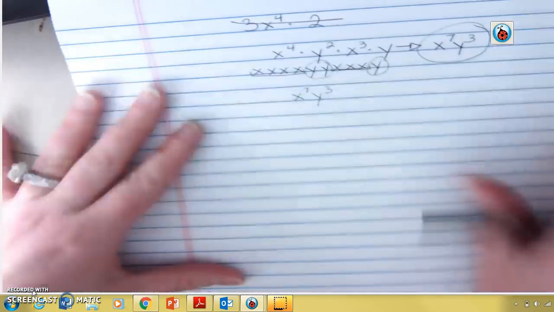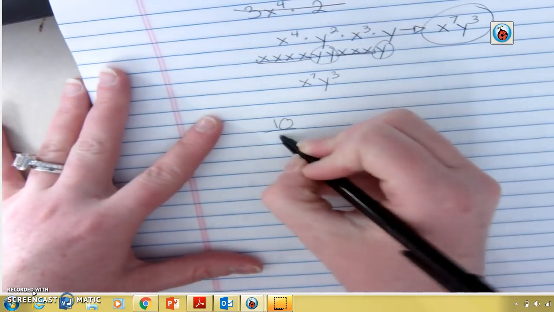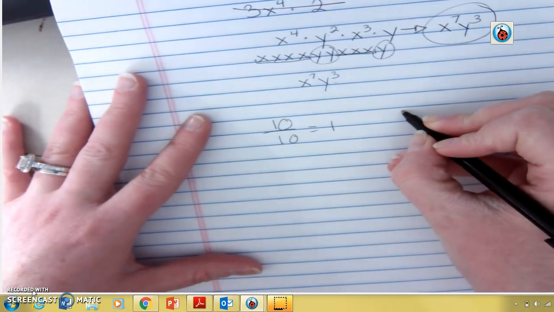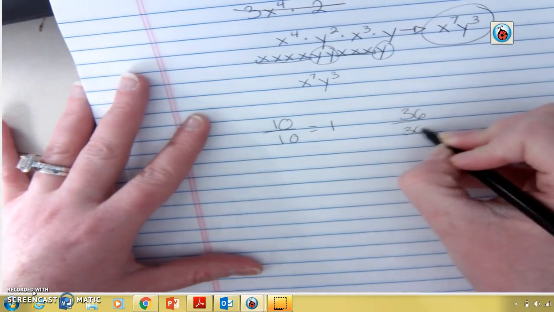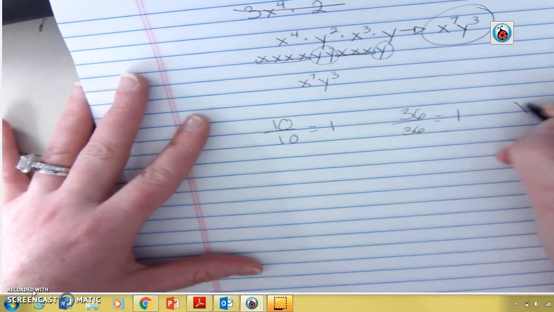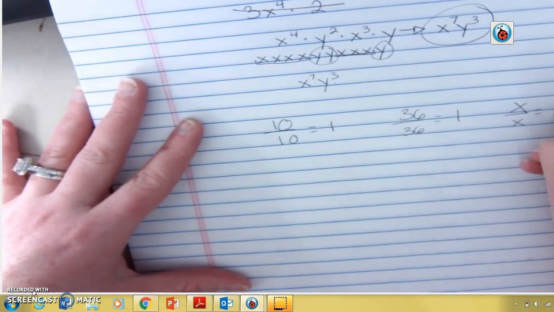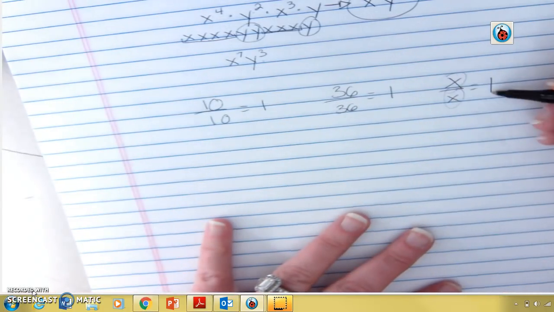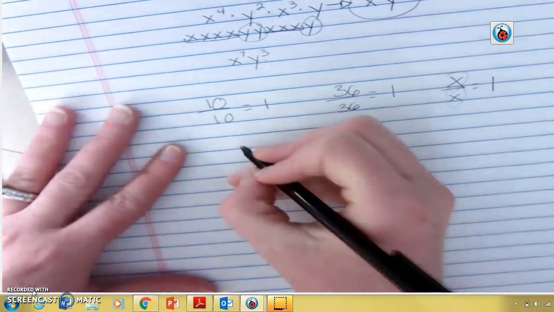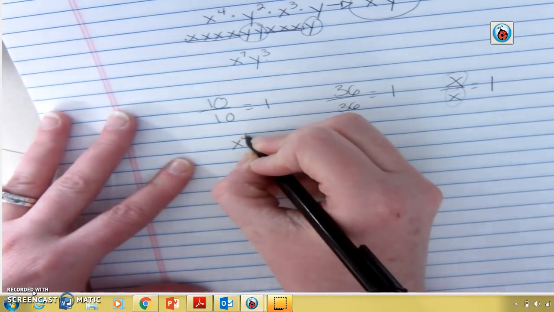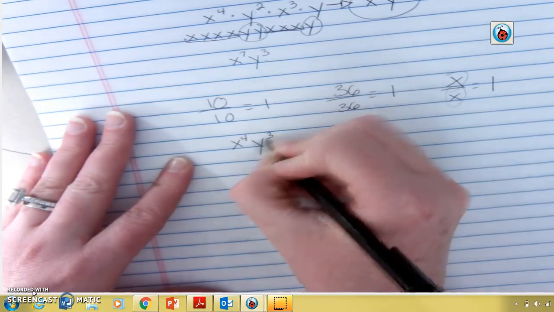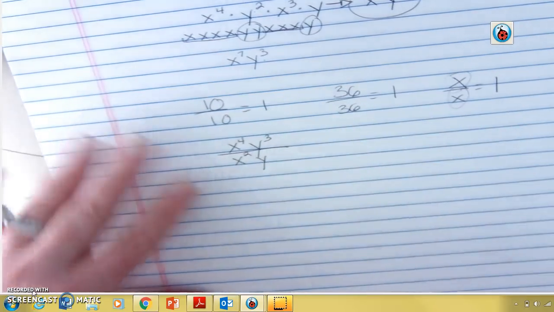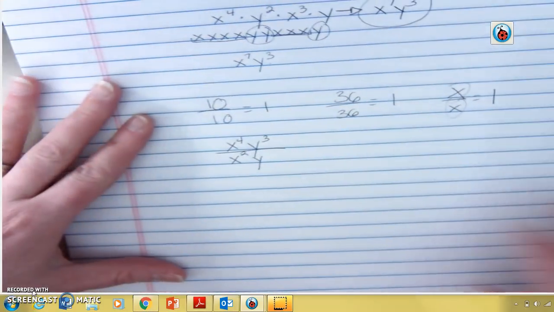Okay. Now, I'm going to show you again a little thing for our next one here. If I asked you what is 10 divided by 10, I hope most of you would be like, oh yeah, I know that's 1. If I said 36 divided by 36, that's 1. Or x divided by x is 1. So really the key here is that anytime I have the same on the top and the bottom, they cancel out and create 1. So if I gave you x to the 4th, y to the 3rd, over x squared y, I'm going to write that out in our long form just to kind of show our rule again.